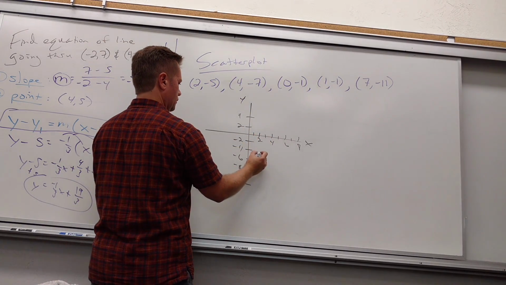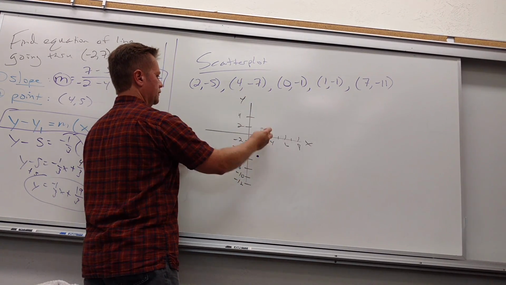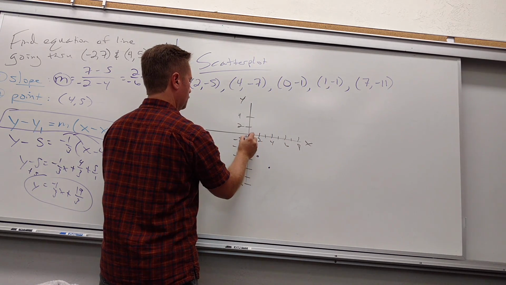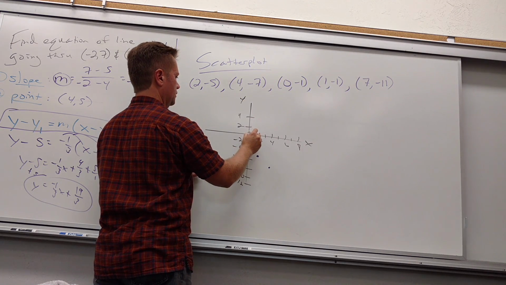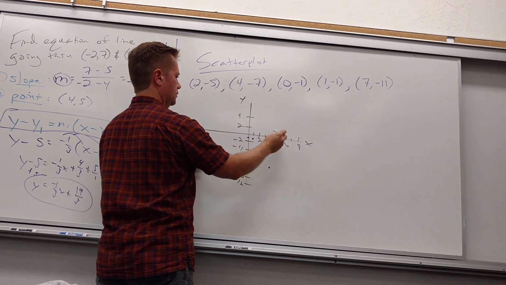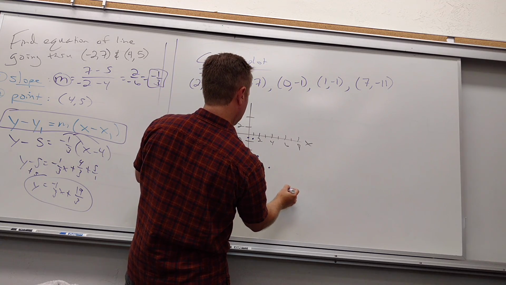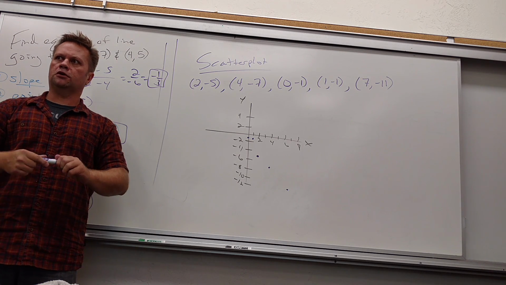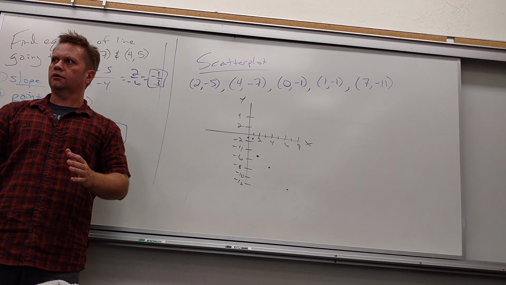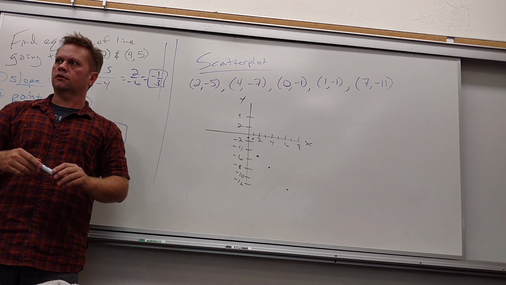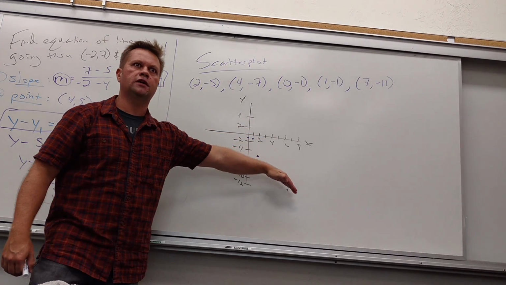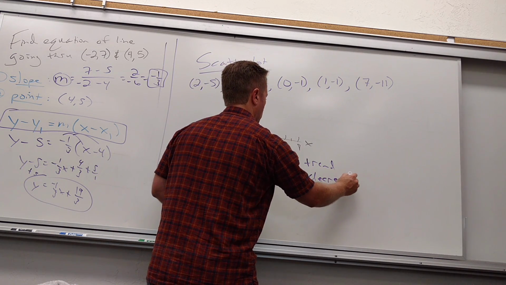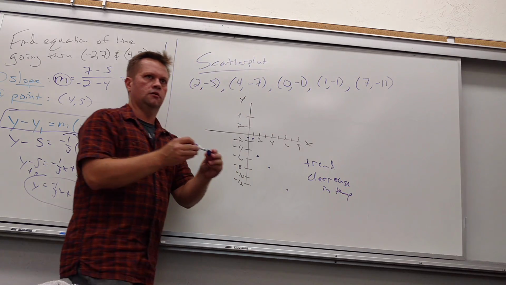2, negative 5. 4, negative 7. 0, negative 1. 1, negative 1. 7, negative 11. So what would you say is the trend in the temperature at my Arctic Research Center? It's gradually getting lower. Yeah, it's decreasing. The temperature is decreasing over time. So that's the trend that I see, a decrease in temperature.